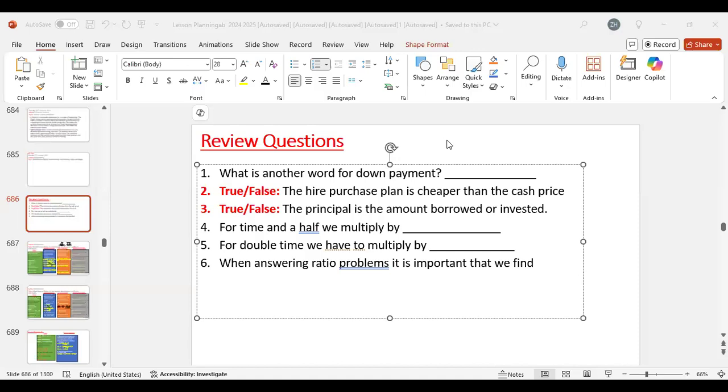Okay. How about now? Can you see the question? Yes, sir. I can see it now. When answering ratio problems, it's important that we find one blank part.